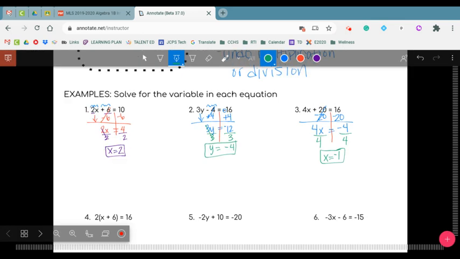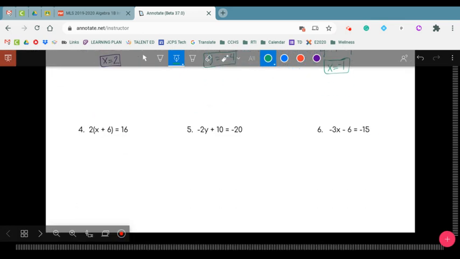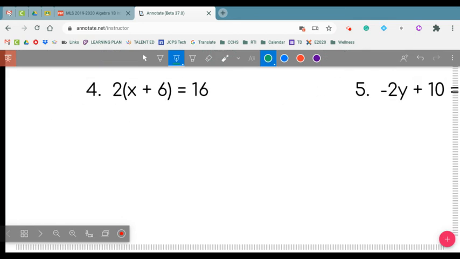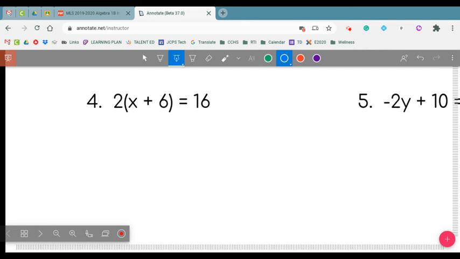Okay, let's do the next 3 examples. I kind of threw this one in here just for you guys to think: what is my first step going to be if there's parentheses? If you remember, pull out some of that knowledge from previous grades. If we ever have a number next to parentheses, we have to distribute. Whenever we say distribute, we multiply. So 2 times x is 2x, and 2 times a positive 6 is a positive 12.